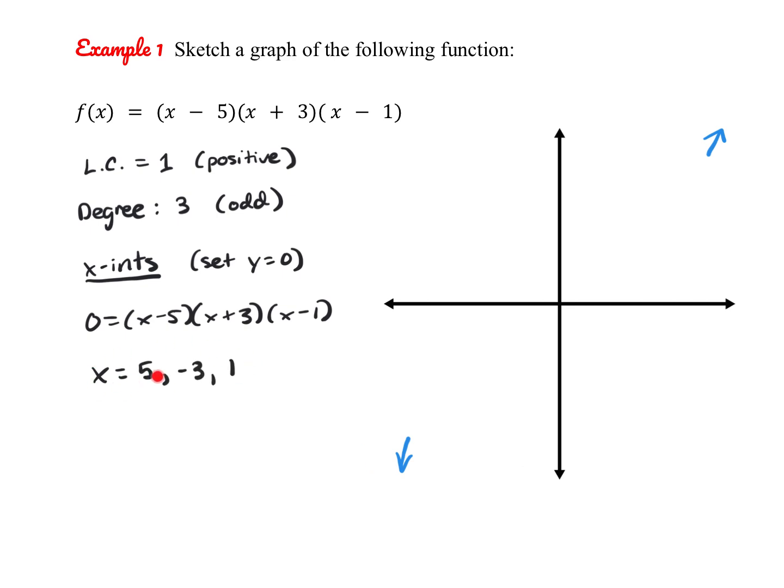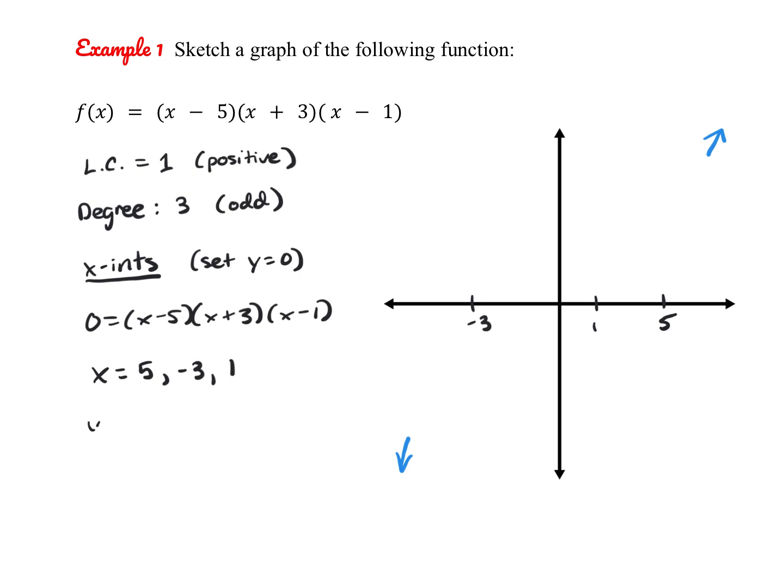So you can go straight to this step, but this is just how we get it. We set y equal to 0, and we're just using zero product property. But just remember, the x-intercepts are opposite of what you see in the factors. So watch what I'm going to do again. It's a super rough sketch. I'm just going to say, okay, this is negative 3, this is 1, and this is 5. It doesn't need to be scaled at all.